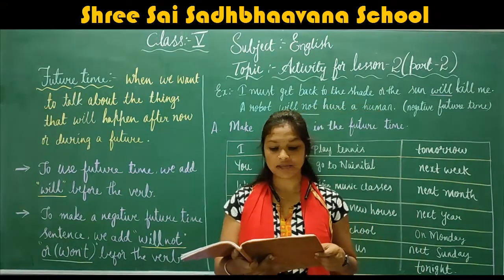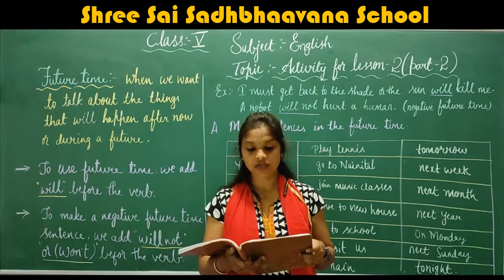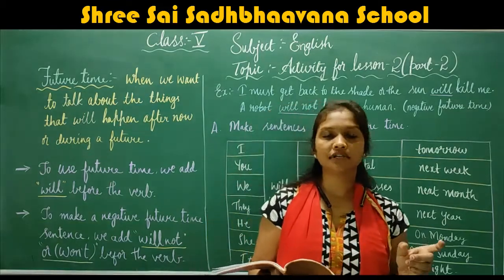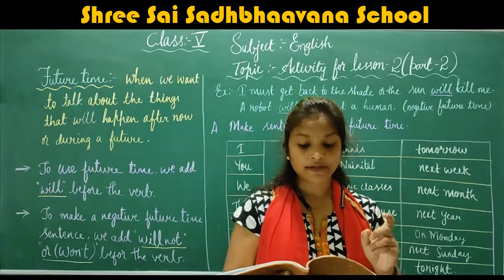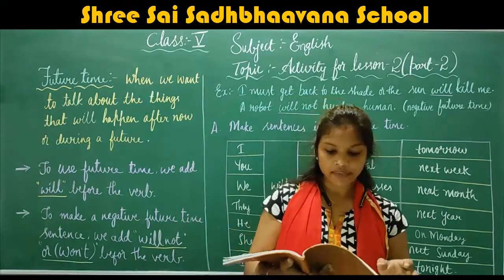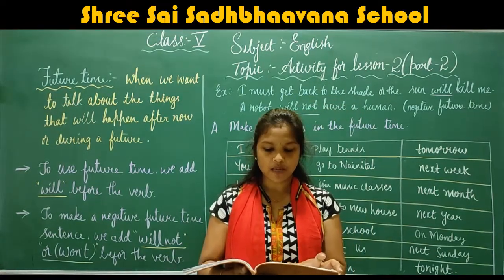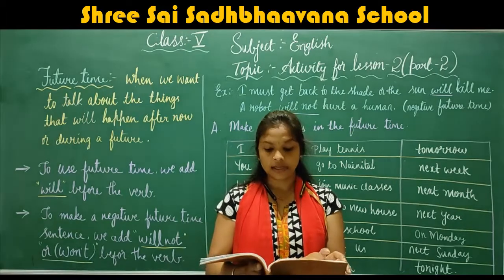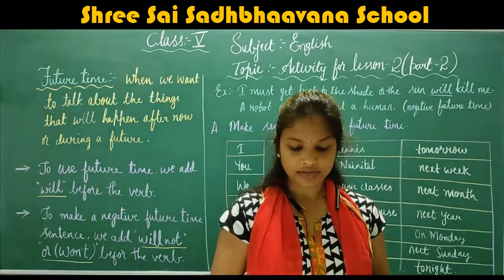Each time a team makes a mistake, a point is deducted by the judge. Underline the word is deducted and write will be deducted. Now what will the sentence be? Each time a team makes a mistake, a point will be deducted by the judge. Okay.